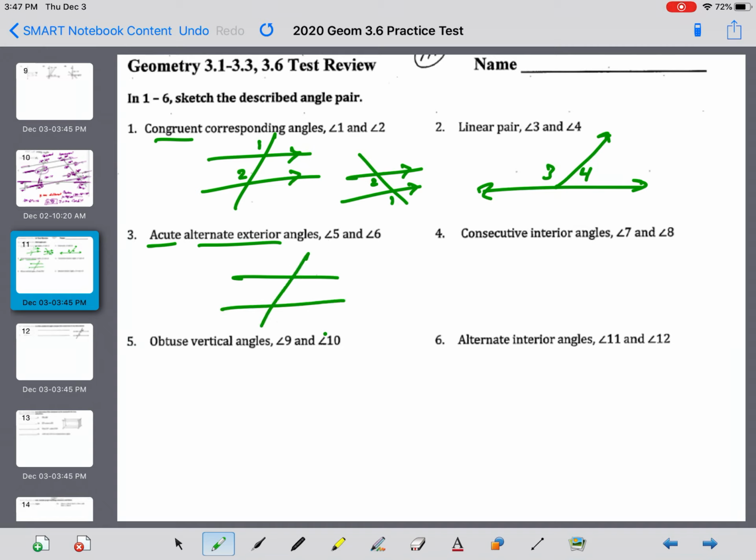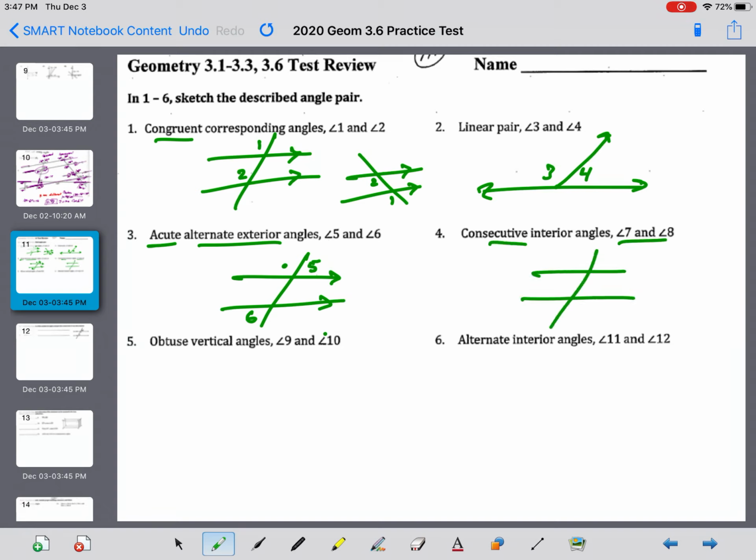Acute alternate exterior angles, so we want to draw some AEAs. We can start with a sketch like we did in 1 and make alternate exterior angles. Now put them in the acute positions. This one over here is obtuse, over here is acute, so I'm going to put 5 there and 6 down there. All right, and you don't have to make them parallel, but I like to.